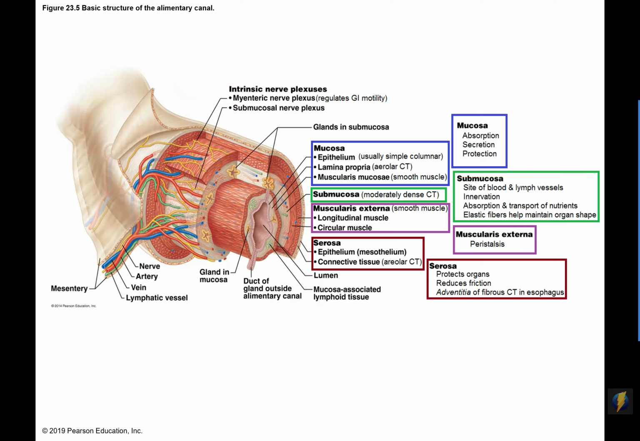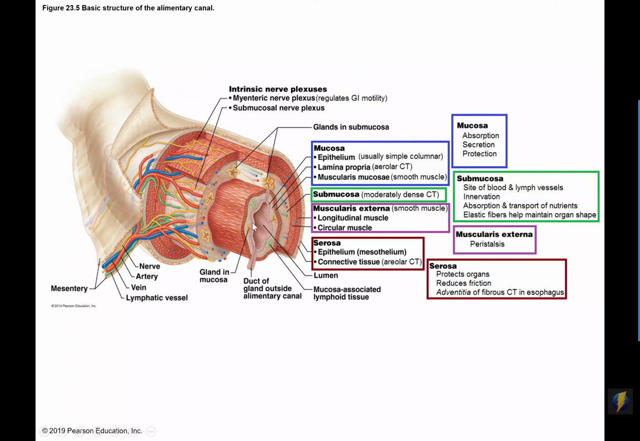So let's talk about the basic structure of the walls of the GI tract. Like many of the organs that we have looked at over the course of this semester, they follow a pretty similar setup. We've got a mucosal layer that lines the hollow organ, then some submucosa connective tissue underneath that, then a couple layers of muscle, and then some connective tissue wrapping around the whole thing. So the mucosa is this layer here.